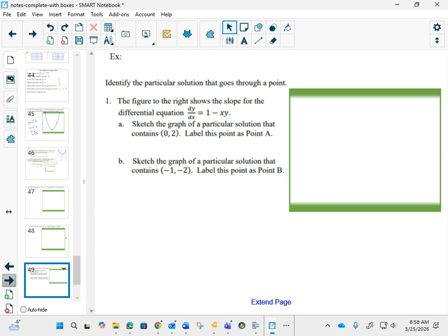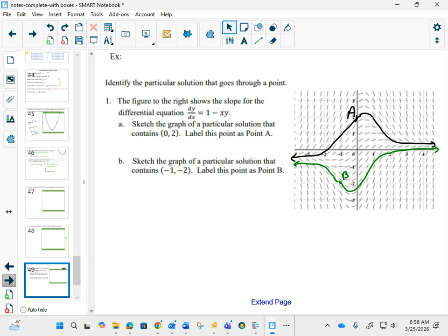Identify the particular system that goes through a point. The figure to the right shows the slope field for the differential equation 1 minus xy. Sketch the graph that contains (0, 2) and label this as point A, and then sketch the graph that goes through (-1, 2). That's graph B.